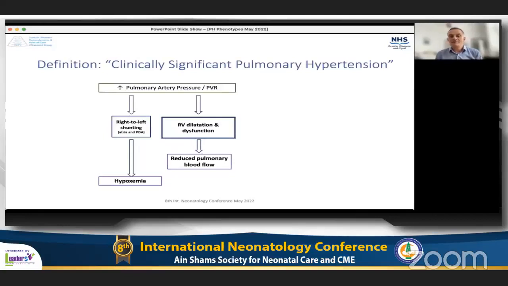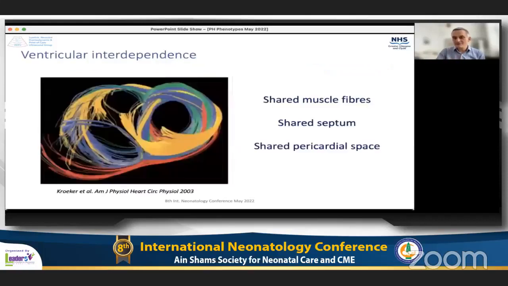And that failure of the right ventricle in the setting of pulmonary hypertension will lead to reduced pulmonary blood flow and exacerbate hypoxemia in these patients. But it's not just the right ventricle that's affected. The right ventricle and the left ventricle are inseparable. They have shared muscle fibers, as you see in this tensor MR imaging on the left-hand side, that wrap around both ventricles and across the septum. And therefore, dysfunction in the right ventricle will intrinsically affect function in the left ventricle.